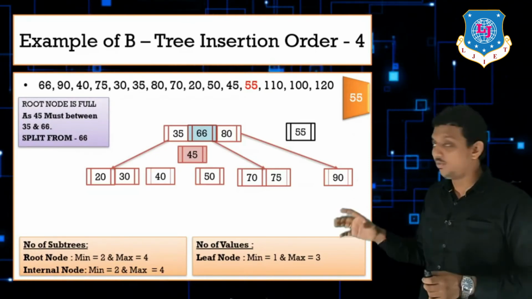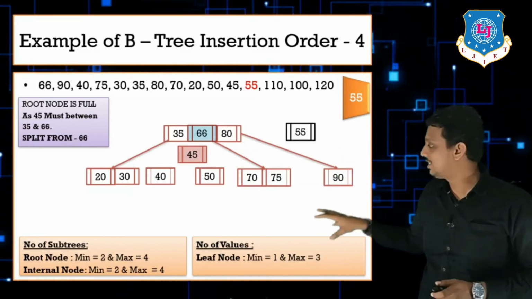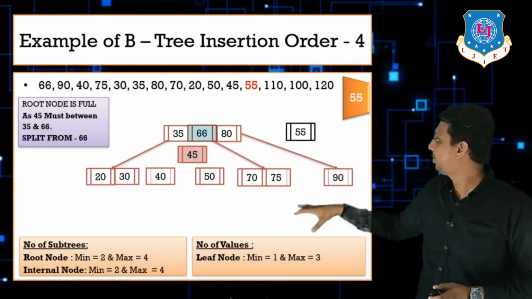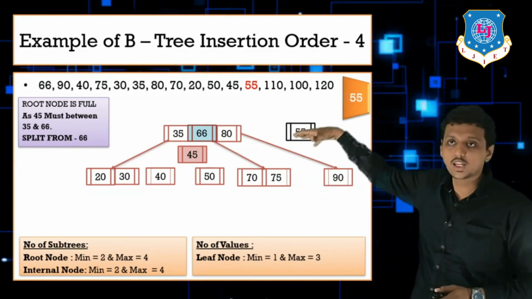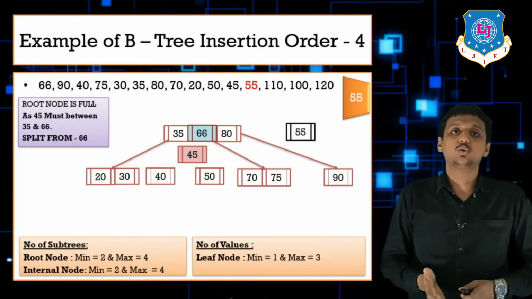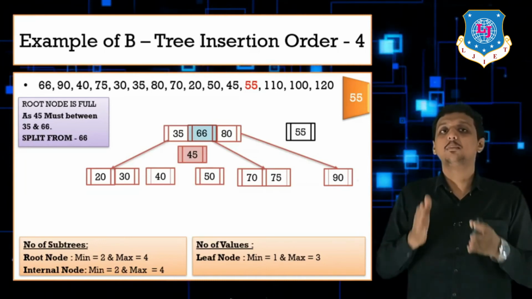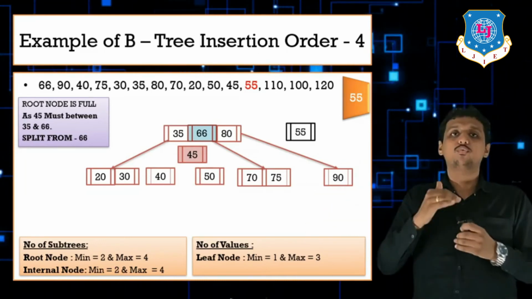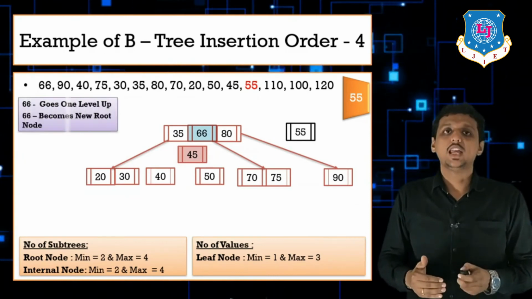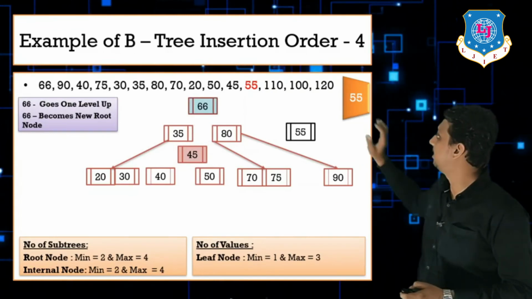So what I did, first I wanted to insert 55 over there. But there's no space, so I need to split the node, and 45 will go to the parent node. But there is no space on the parent node. So again a split operation is performed. The parent node's middle term, that is 66, will go one level up. Okay, and now let's see what happens.